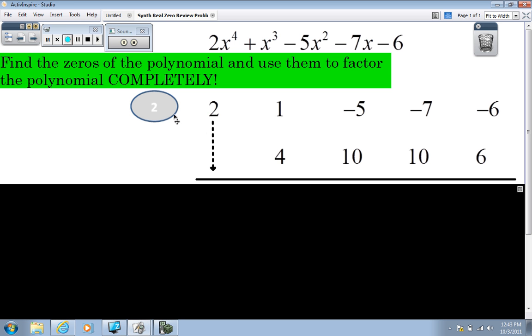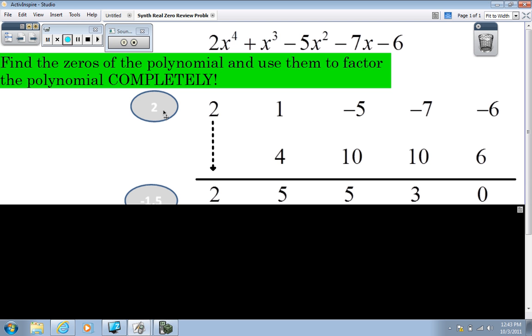And part of this process means that we list out all our coefficients from the original polynomial, so you can see them: 2, 1, negative 5, negative 7, and negative 6. Always bring that first number down, that 2. Okay, and then here's the process we need to go through for synthetic division. Multiply the divisor times the number we brought down, that's 2. Go to the next line, it's a 4, and add them up. 4 plus 1 is 5.